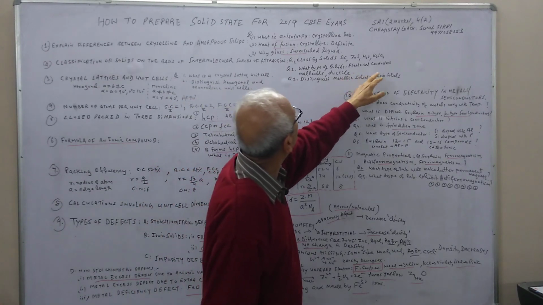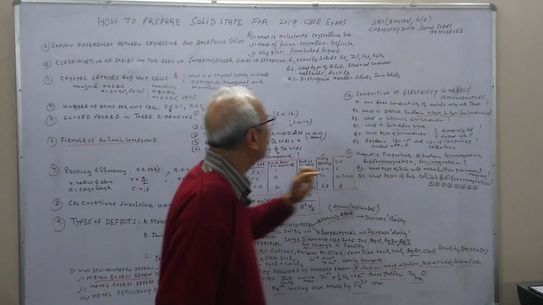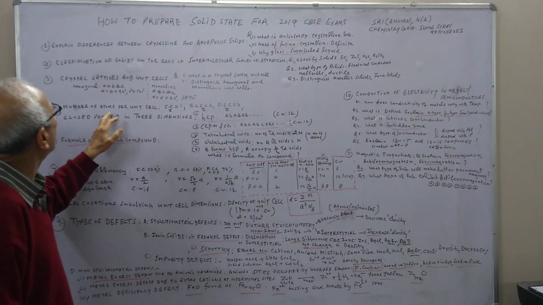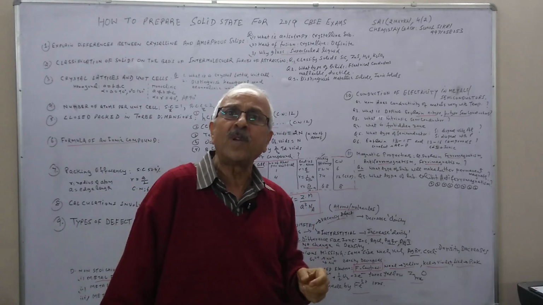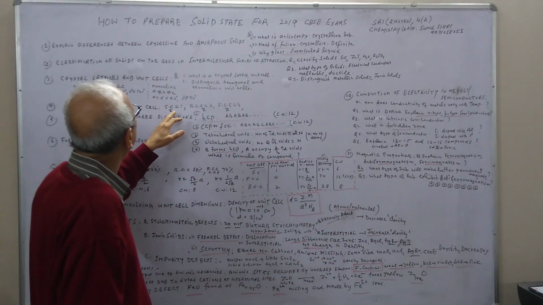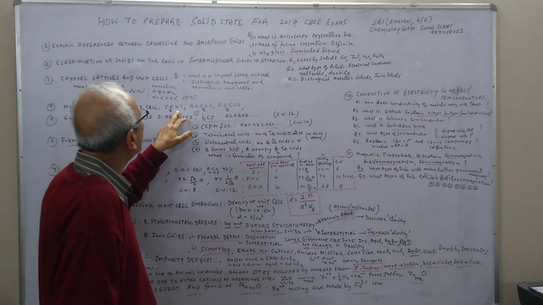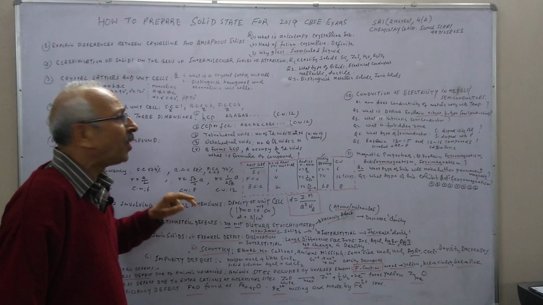What type of solids are electrical conductors, malleable, ductile? Distinguish between metallic solids and ionic solids. Again, I am talking of the number of atoms per unit cell, which is very important. You have learned simple cubic, BCC, FCC, three types of crystal lattices. The number of atoms per unit cell for simple cubic is 1, for BCC 2, for FCC 4. So this is an important question.